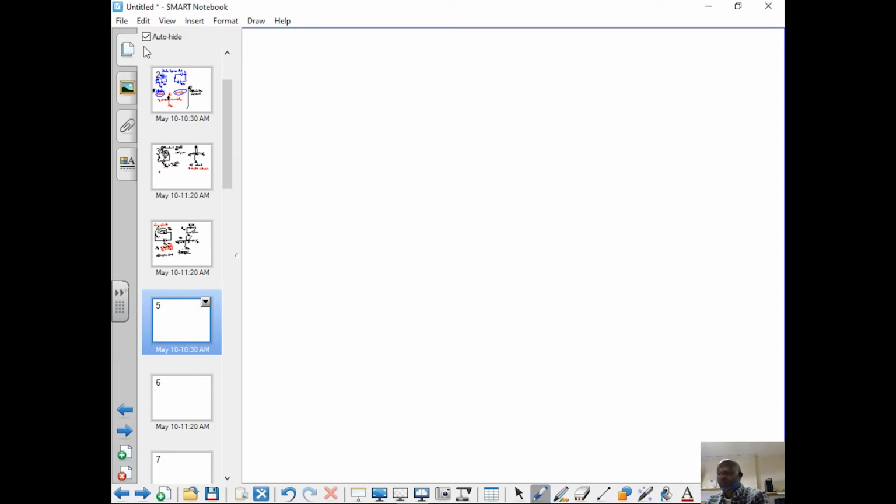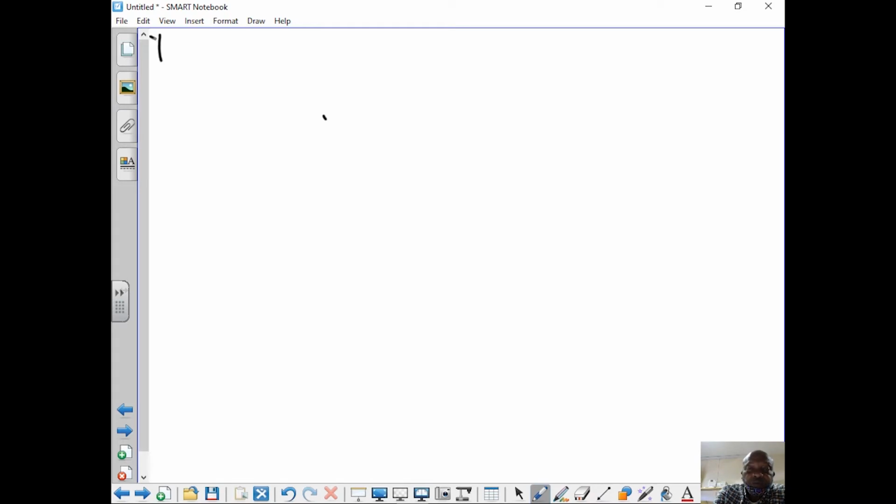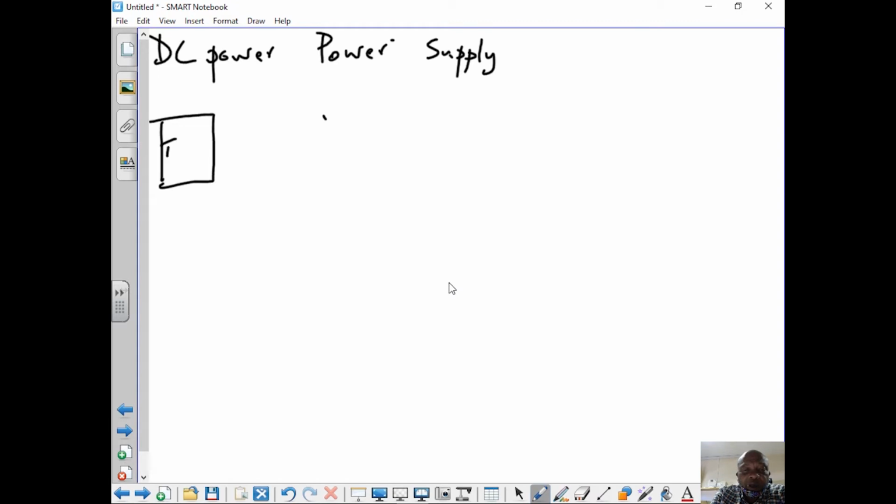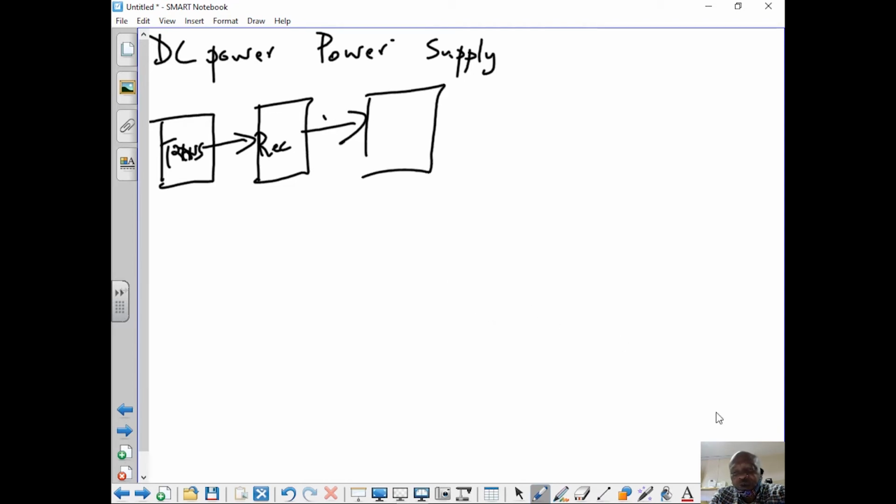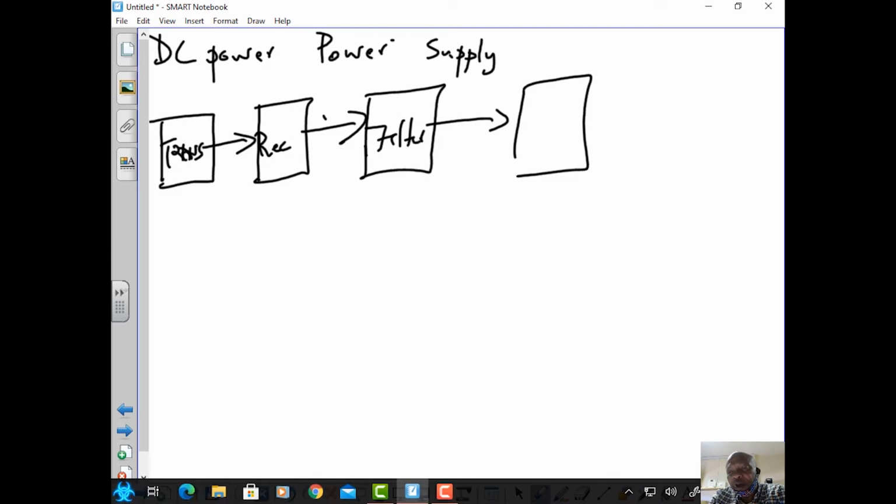Now I'm going to give you a DC power supply. We talk about a block diagram of a DC power supply. Now we're going to look first into a block diagram of a DC power supply. We've got a transformer. After a transformer, it goes into a circuit which we call a rectifier. After a rectifier, it goes into a circuit which we call a filter. And after a filter, to a circuit which we call a regulator.